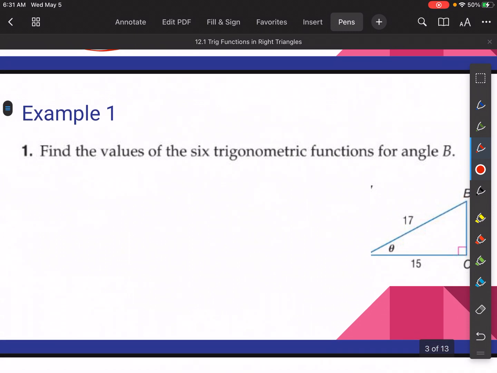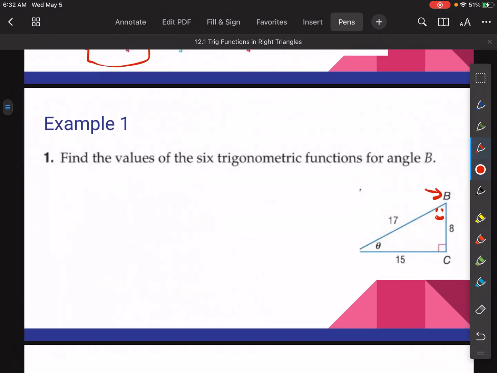All right, so here we go. Let's do some of these. Example 1: find the values of the 6 trig functions for angle B. If you remember this from geometry, angle B is here. This is your perspective, like you're sitting there, and from that perspective, what are the trig functions? Opposite means something different for that perspective versus the perspective down here. So we're up there for B, and I think I need to zoom out a little bit so you guys can see. There you go.